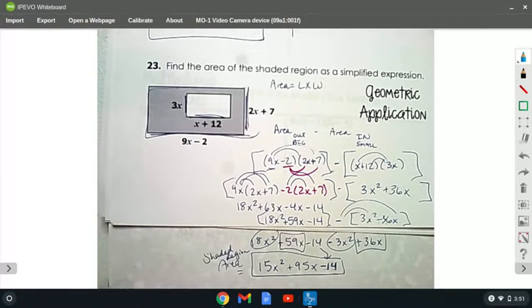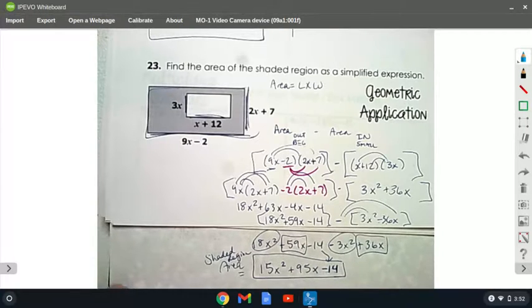So a lot of work, but not too bad if you really take your time. Just make sure you're careful of errors here.